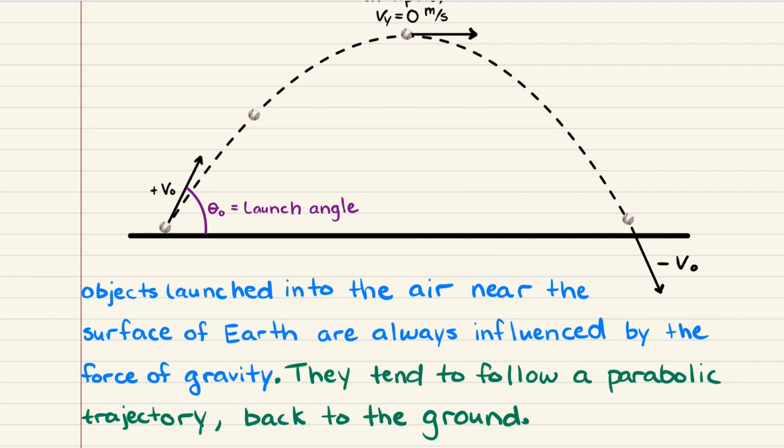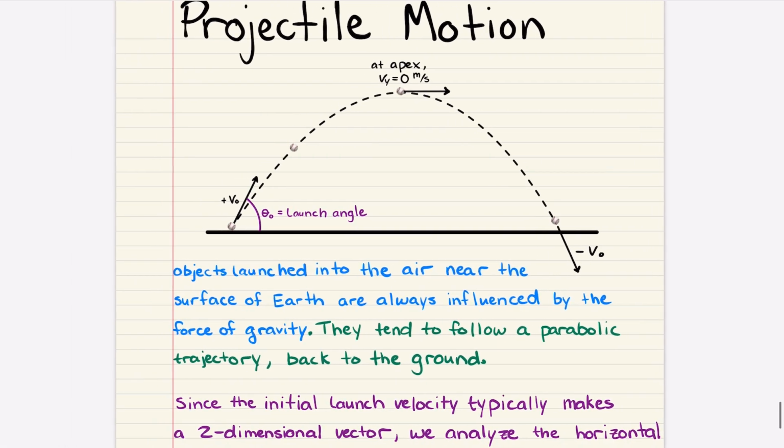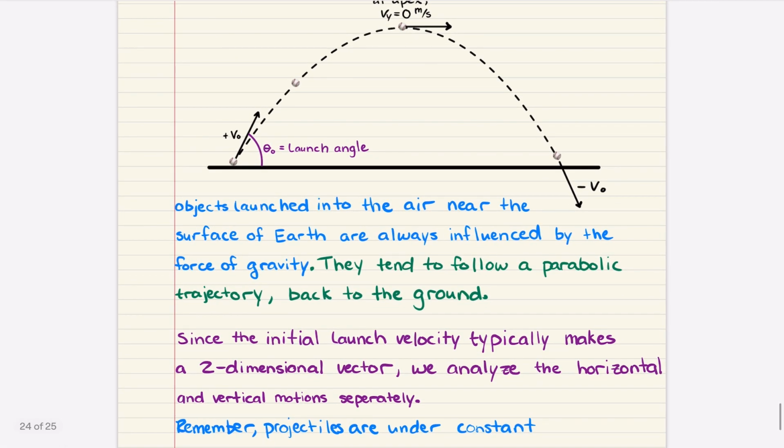Objects that are launched at some angle theta with the horizontal surface, not vertical or horizontal, tend to follow a parabolic trajectory back to the ground, because the force and acceleration due to gravity are always pushing them back to the ground. Since the initial launch velocity typically makes a two-dimensional vector, we have to analyze the horizontal and vertical motions of the projectile separately, because our kinematic relationships only work in one dimension at a time.